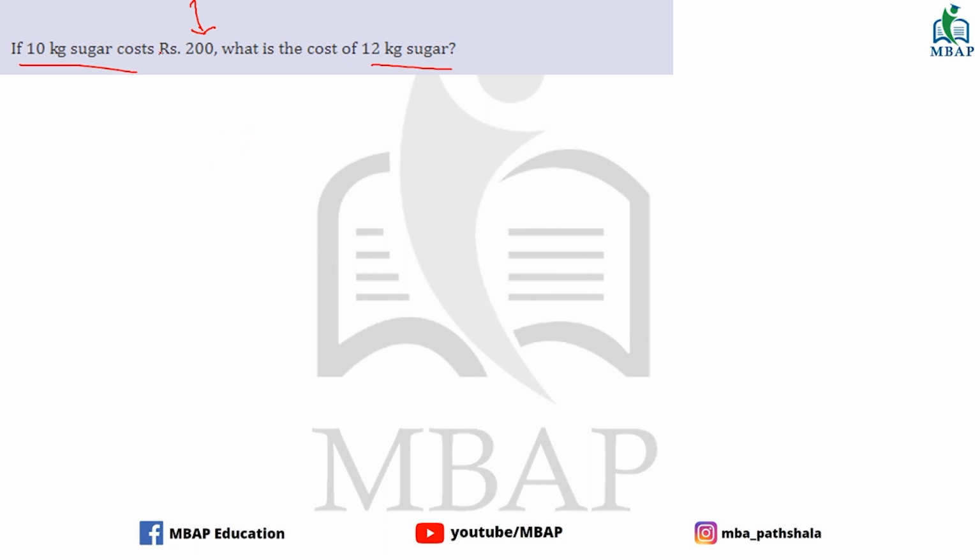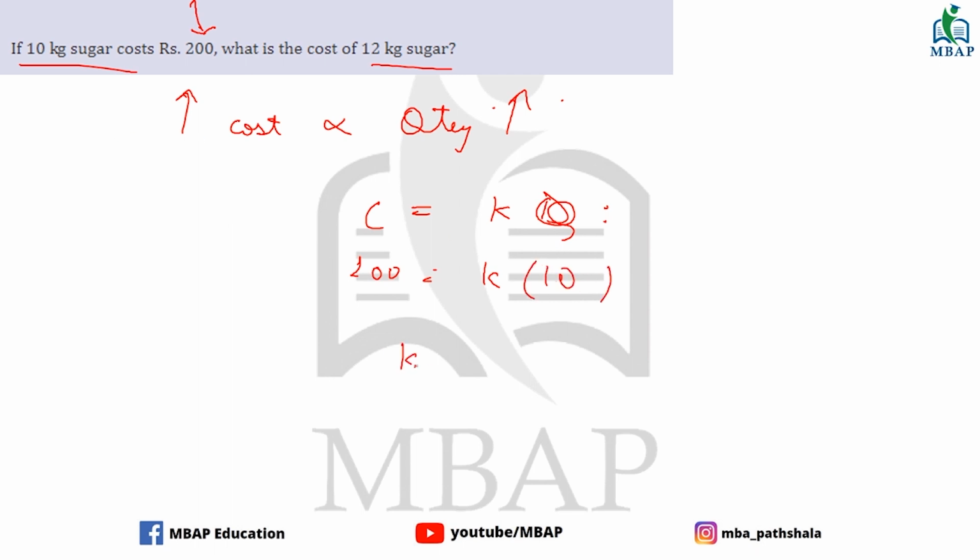Now see, of course, your cost will vary directly with your quantity. That means the higher the quantity, the higher the cost, right? So I can make an equation like this: cost is equal to K into Q. Fine. Now initially I have the cost as 200, K is not known, quantity is known as 10 kgs. So the value of K will come out to be 20.